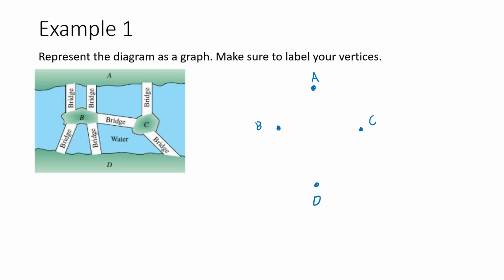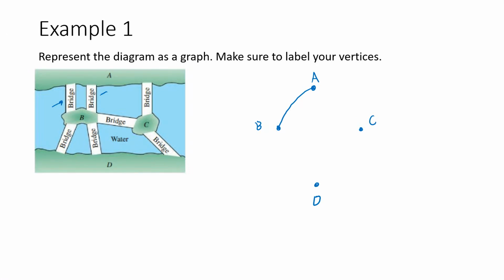Two graphs are considered equal if you have the same edges connecting the same vertices, okay? They don't have to look the same. They just have to have the same edges connecting the same vertices, which means the math is the same, right? And then we're just going to connect our dots. So you see we have a bridge right here. We're going to connect A to B.